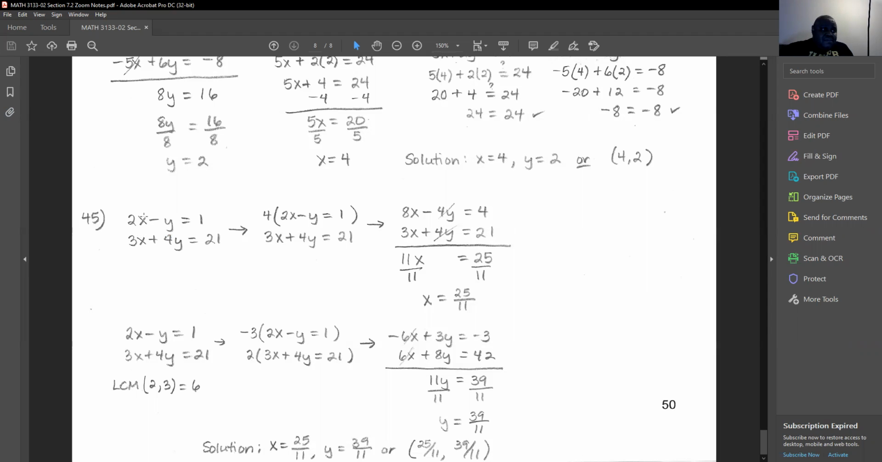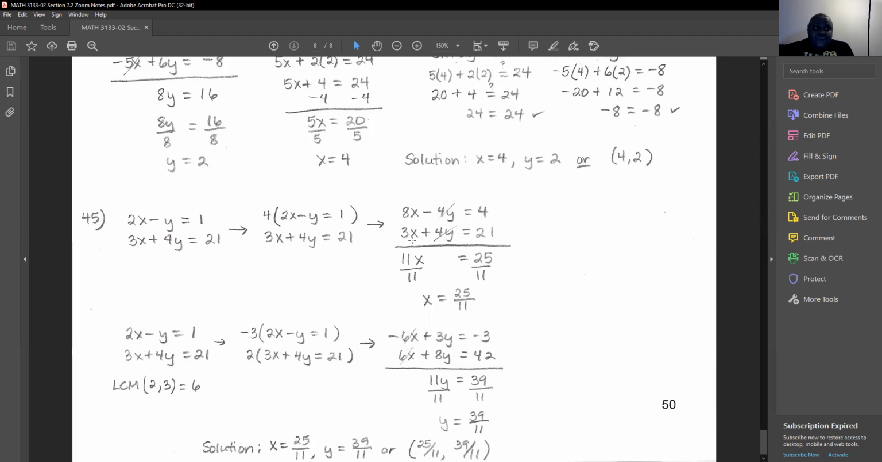Now, when I start this one off, I eliminated the y because notice I have a minus y and a plus 4y. Now I've already got 4y here, but to make that 1y or 4y, I need to multiply that top equation by 4, as you can see here. So when I multiply 4 times 2x, that's going to give me this 8x. 4 times the minus y would be minus 4y, and that's equal to 4 times 1, which is 4.